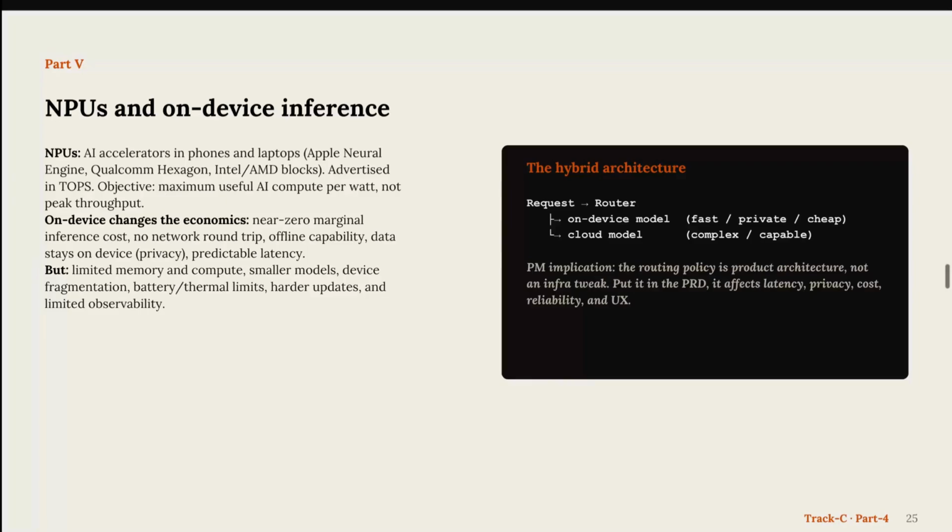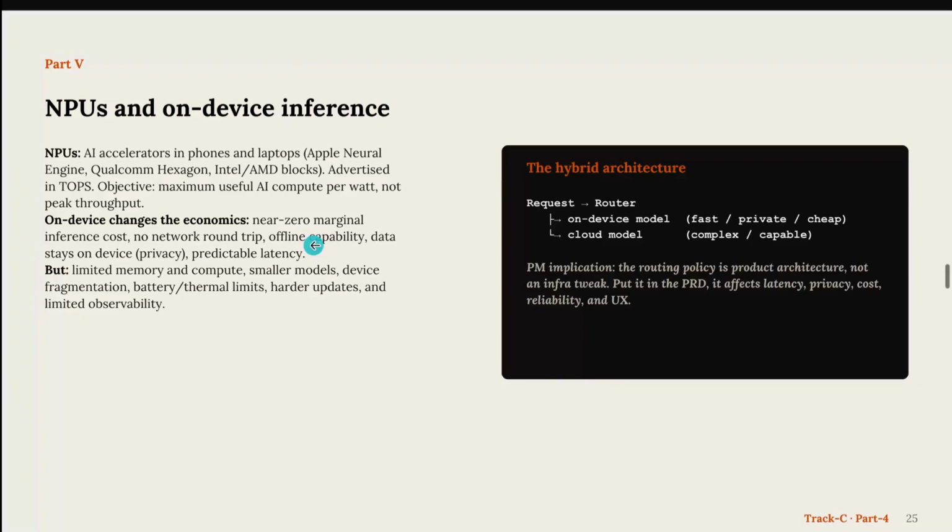On-device changes the economics, because there is near zero marginal inference cost. The battery belongs to the user. There is no network round trip happening. There is purely offline capability. The data stays on the device, which is privacy friendly, and latency is predictable, because there is no network layer here.